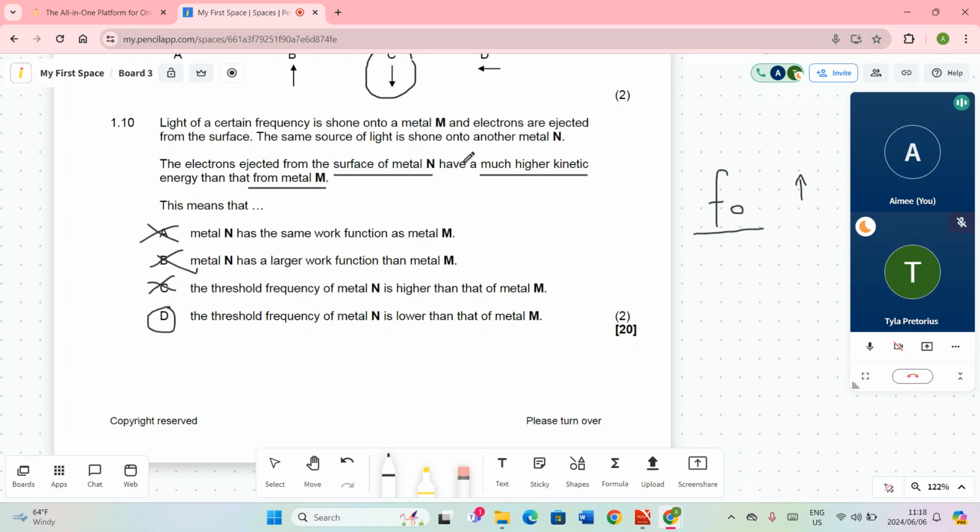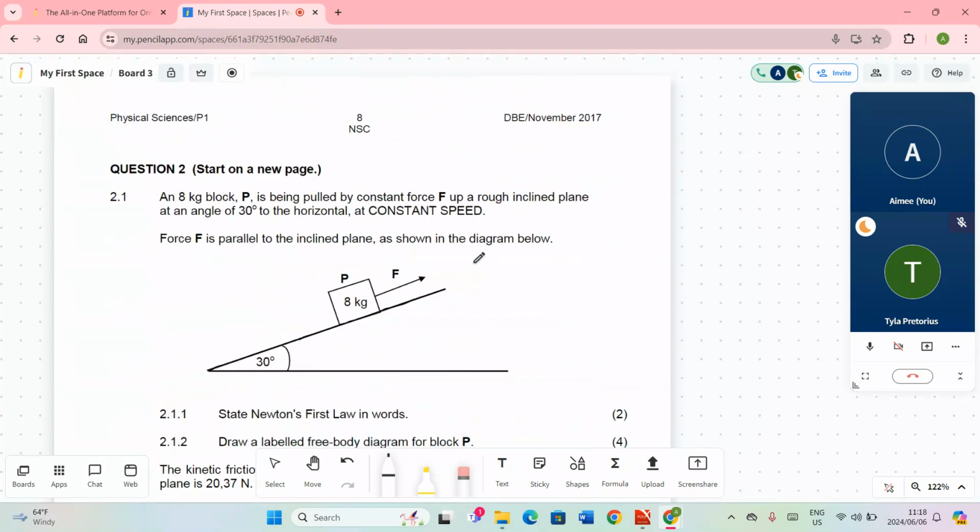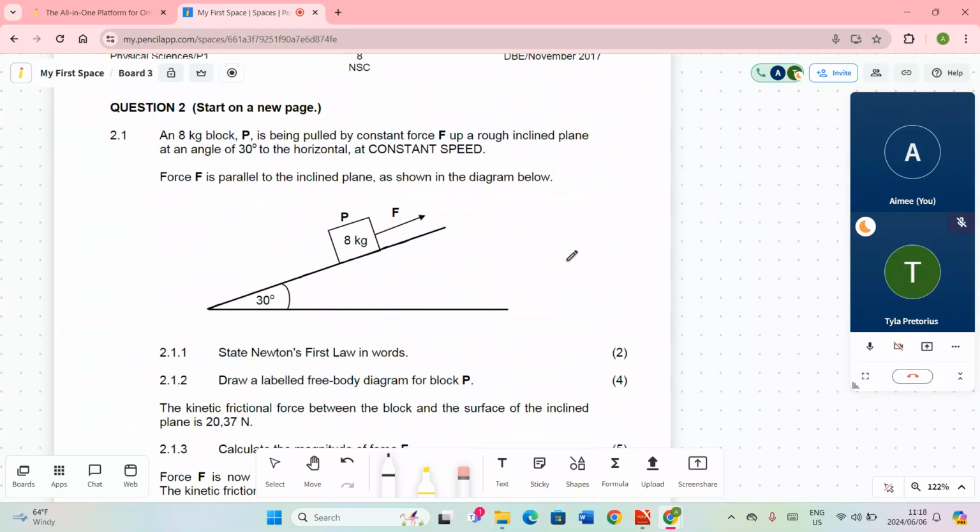Okay, so 1.10: threshold frequency is equal to the minimum frequency needed for electrons to be emitted from the surface of a metal. And if the frequency of your light is above your threshold frequency, it means that your electrons will have more kinetic energy. So your answer is D. Okay, now we move on to question 2.